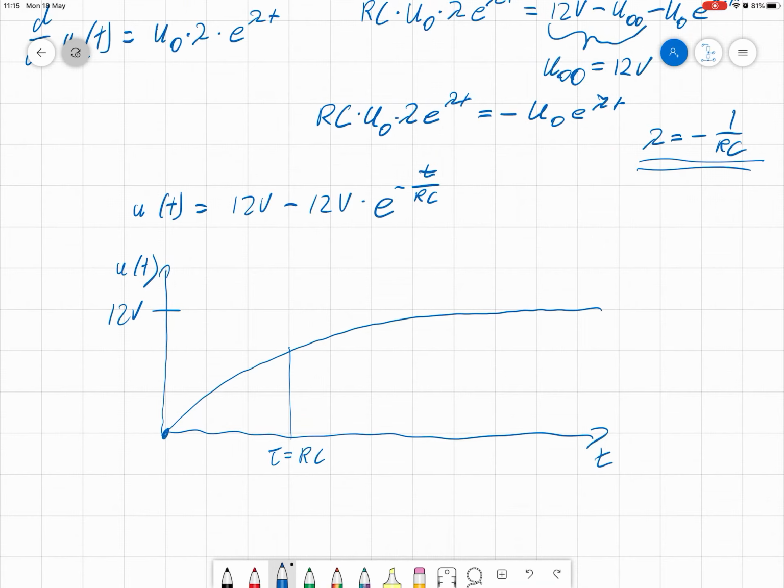And that's all there is to it. Now we can find out when the capacitor is sufficiently charged, and so we can analyze our system and make sure that it is suitable for our purpose.